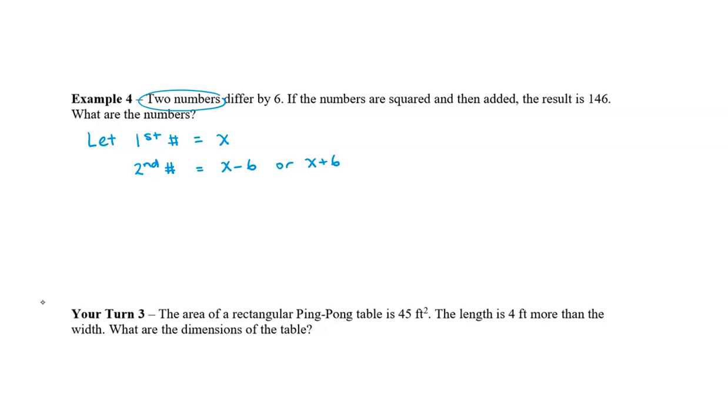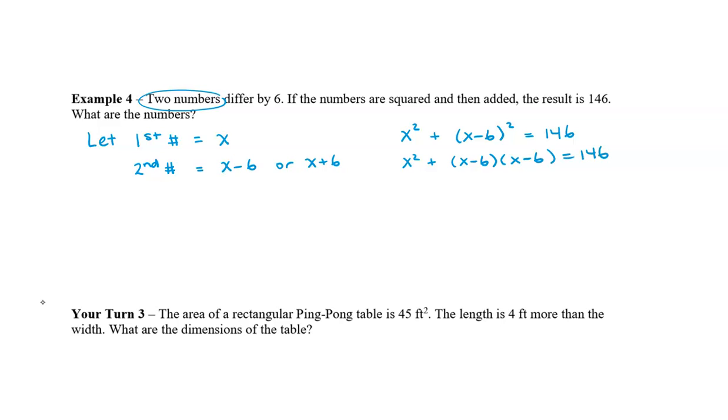So what I'm going to do is I'm going to use the x minus 6, and it says here that if the numbers are squared, so I'm going to square each of these numbers that I have. So x squared and x minus 6 all squared, and then we add them together. The result is 146. Okay, so we're going to go x squared, and then now remember that x minus 6 all squared means x minus 6 times x minus 6.